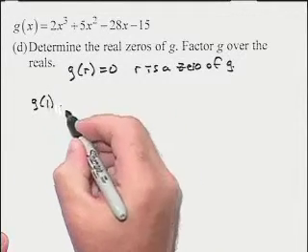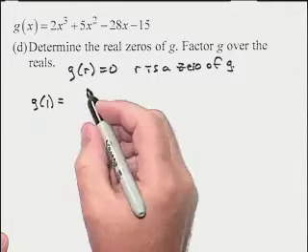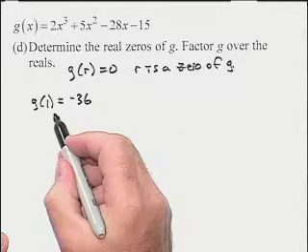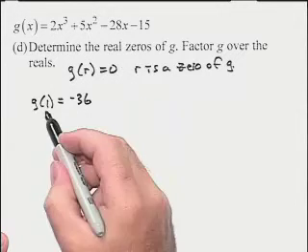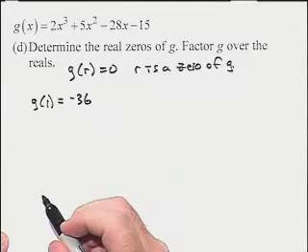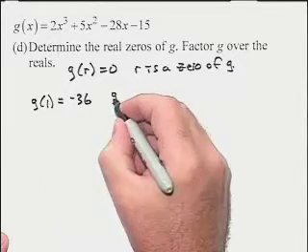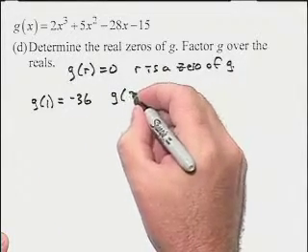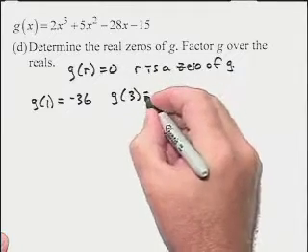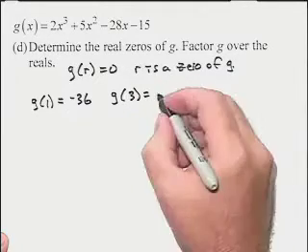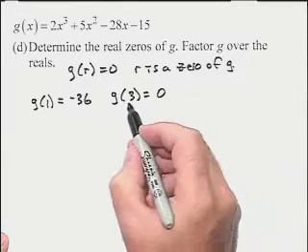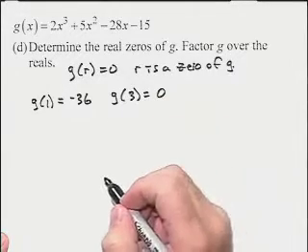For instance, we can start with g of 1. If we evaluate the function g at 1, we get negative 36. Since g of 1 is not equal to 0, 1 is not a zero of the function. If we try the next positive integer, g of 3, g of 3 will give us the value of 0. Since g of 3 equals 0, we know that r equal to 3 is a zero.